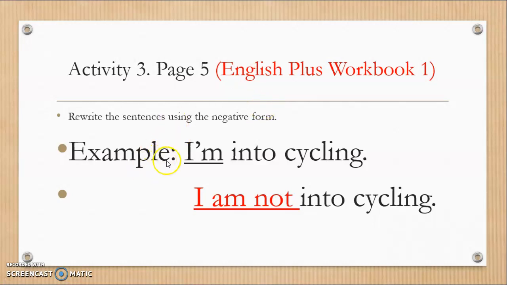For example, when you have a sentence like this, I'm into cycling, I am into cycling, I need you to rewrite the sentence by changing the affirmative statement to a negative statement. So how do we do that? We use I am not into cycling. I am not into cycling. So that is about affirmative and negative statements.